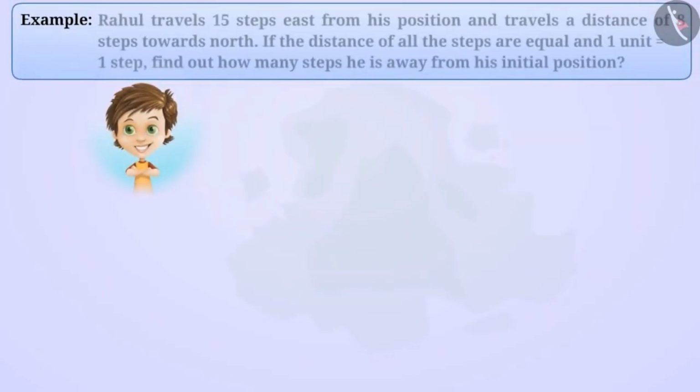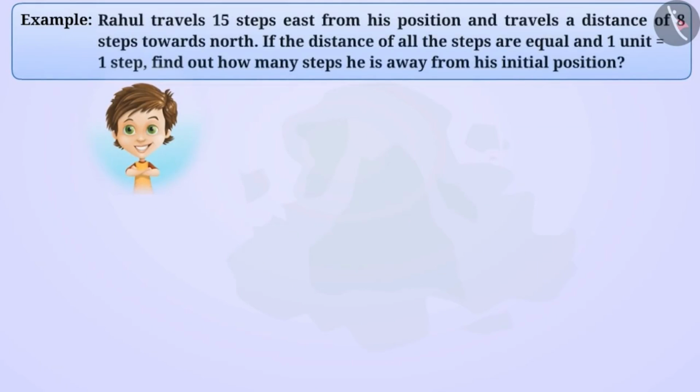Rahul travels 15 steps east from his position and travels a distance of 8 steps towards north. If the distance of all the steps are equal and one unit is equal to 1 step, then find out how many steps he is away from his initial position. You must be knowing that we represent the directions this way.